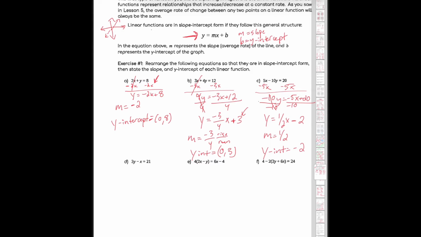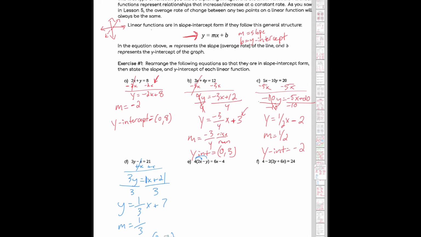So again, we're repeating this process for letters D, E, and F. If you want to pause the video here and give these a shot, I think that would be a great time to do that. But I'm going to continue to go ahead and solve these. First things first, we need to get y by itself. So I add the x to both sides here. Now I have 3y equals x plus 21. I divide both sides by 3. And now I have y equals, and again, there's an imaginary 1 in front, so 1/3 x plus 7. My slope is 1/3. My y-intercept is equal to (0, 7).